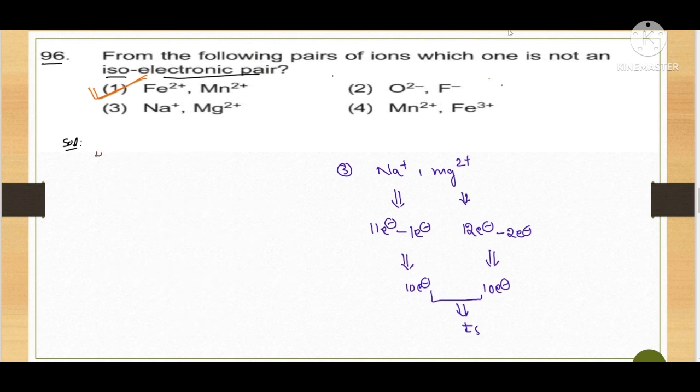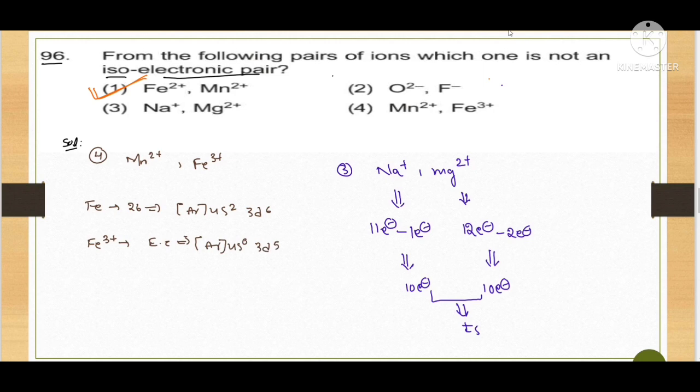Now let us verify option 4. Here Mn2+ and Fe3+. We know that iron's atomic number is 26. Its electronic configuration is argon 4s2 3d6. Now let us see the configuration of Fe3+. By the loss of 3 electrons, its electronic configuration becomes argon 4s0 3d5. That means 18 electrons of argon plus 5 becomes 23 electrons.